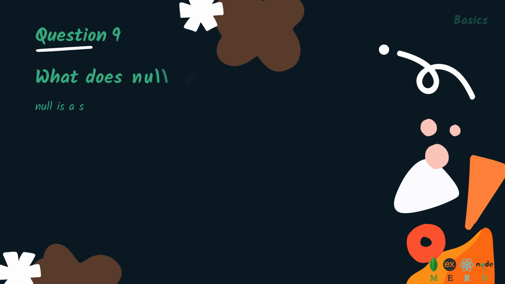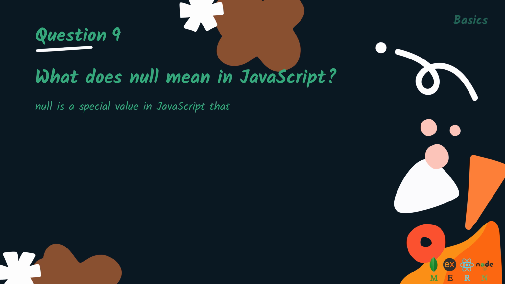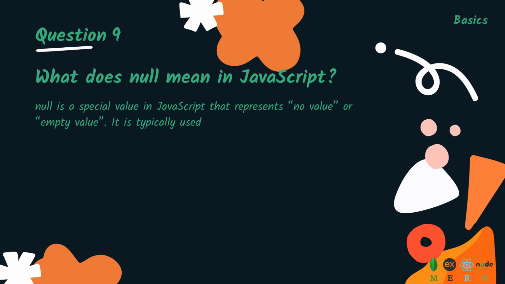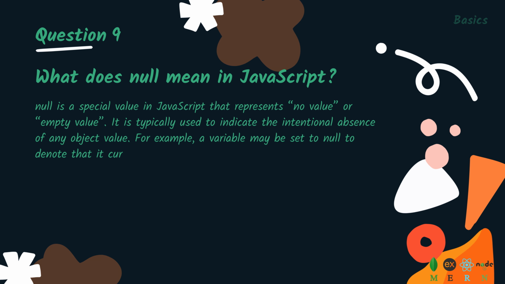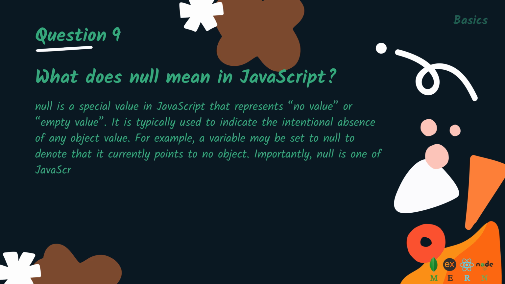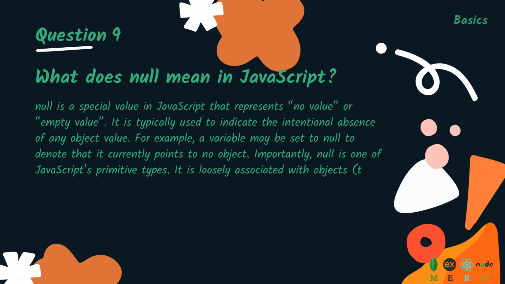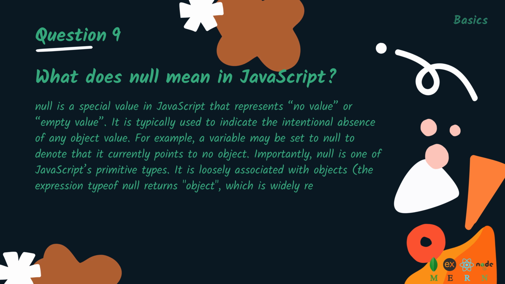What does null mean in JavaScript? Null is a special value in JavaScript that represents no value or empty value. It is typically used to indicate the intentional absence of any object value. For example, a variable may be set to null to denote that it currently points to no object. Importantly, null is one of JavaScript's primitive types. It is loosely associated with objects. The expression typeof null returns 'object', which is widely recognized as a historical quirk.